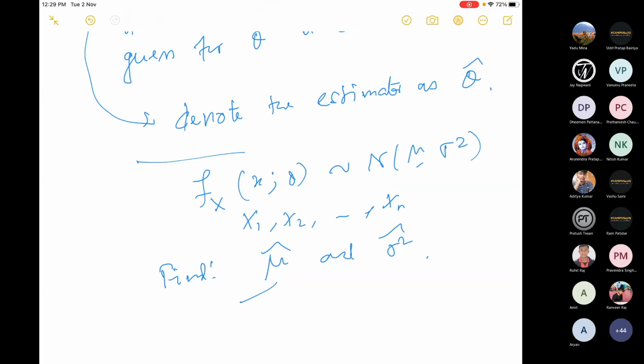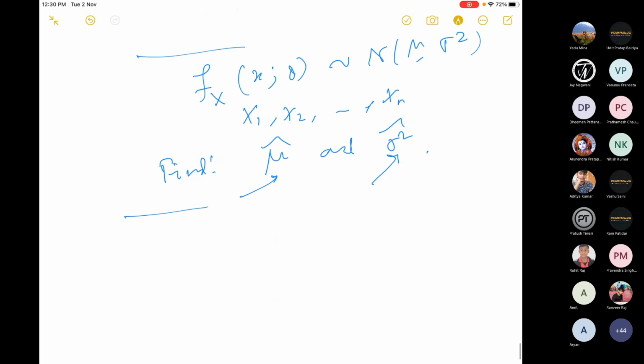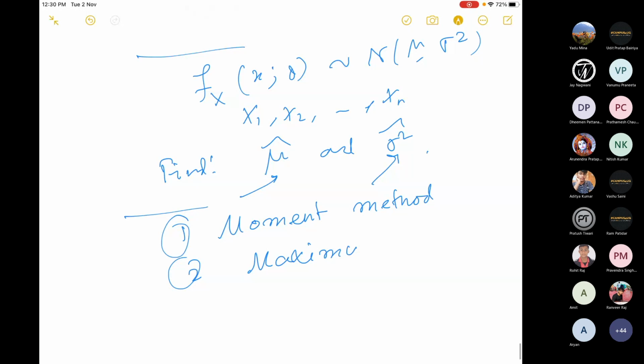So what is the estimator for mu? What is the estimator for sigma square? And what are your estimates? This is the question. Now, there are several methods to do it. For example, there is the moment method. Another one is called the maximum likelihood method.